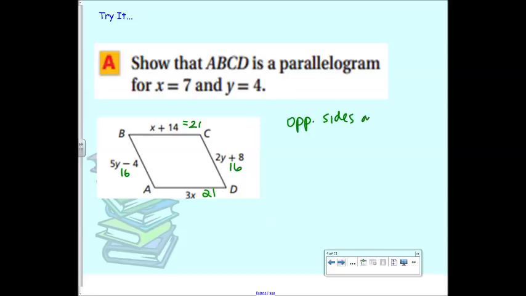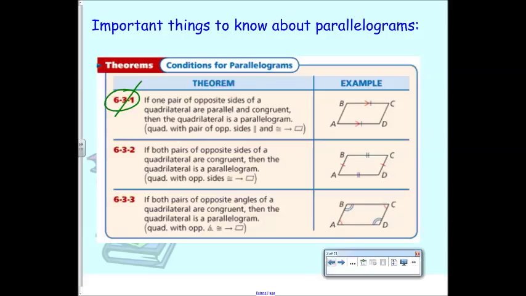All right, so opposite sides are congruent. So ABCD is a parallelogram. What theorem would that be if you did want to look at the numbers? 6.3.1. 6.3.2. Why is it 6.3.2?